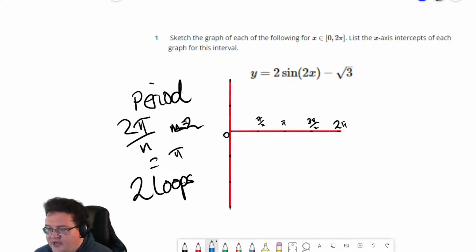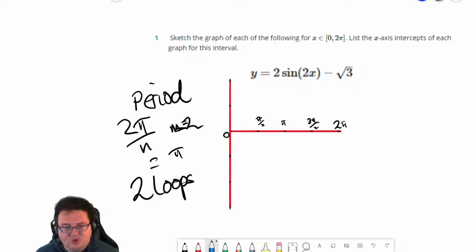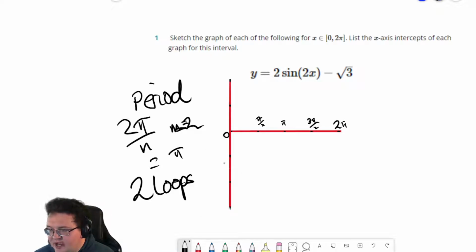Now, what I need to do is draw in where my center line is. All right, so what I've done is I have marked my horizontal axis with pi on 2s. And I'm going to mark this with 2, 4, 6, minuses, obviously. And then 2 and 4.